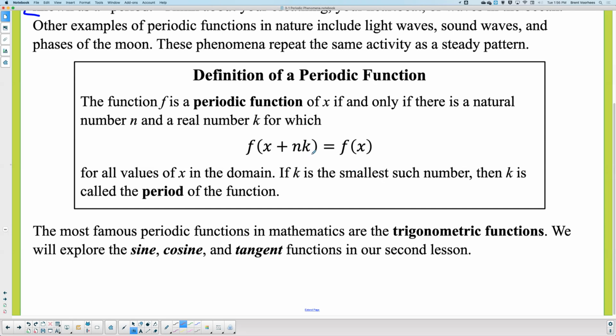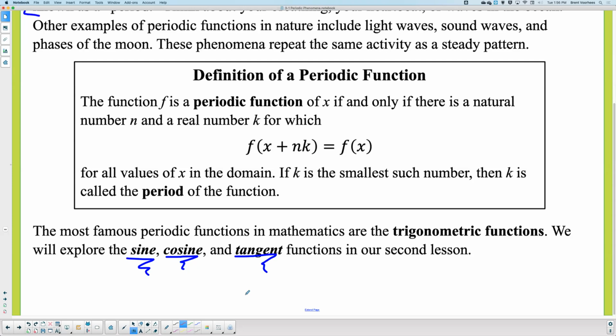Right now, that seems complex. We're going to explain what that means later. There's the math definition, though. So, like I said, starting next class, you're going to see sine, cosine, and tangent. They are the most famous of our math periodic functions. So mathematical functions, that's what the most famous ones are. There are 3 others, but these are the 3 that are most famous.